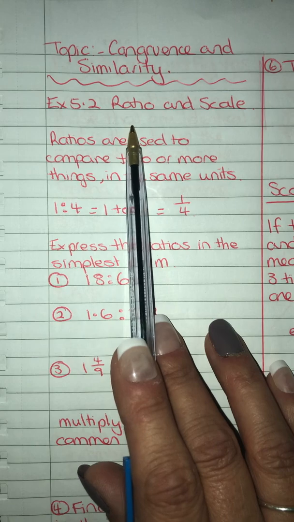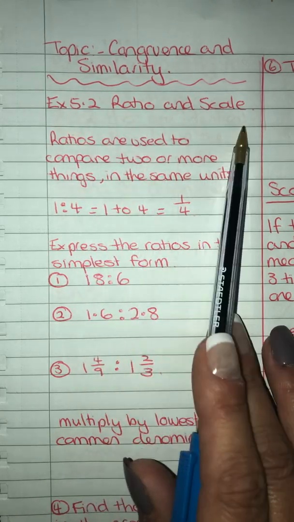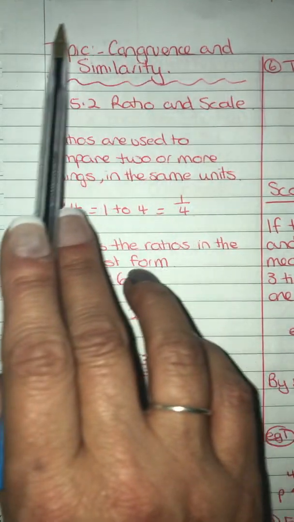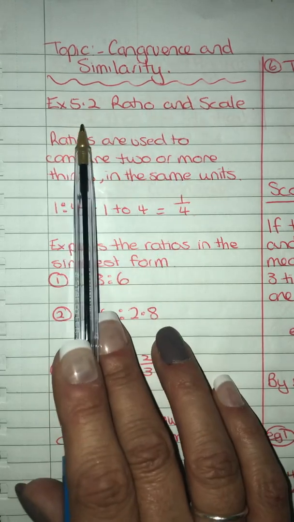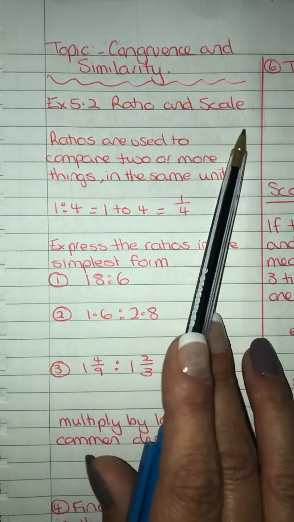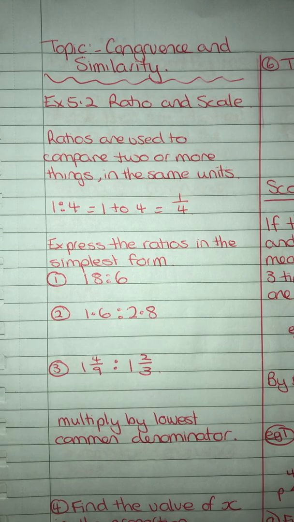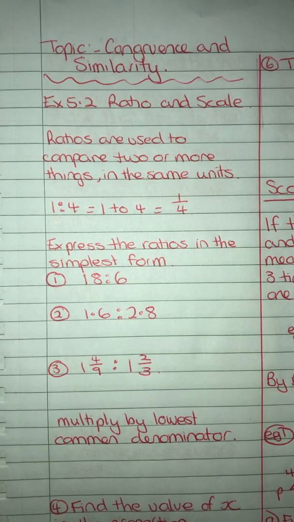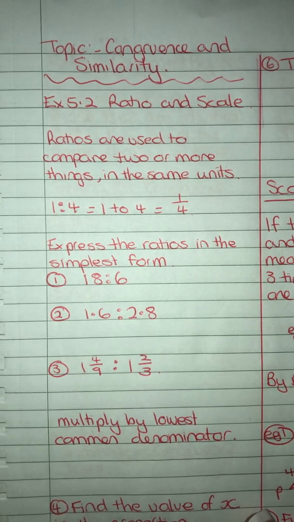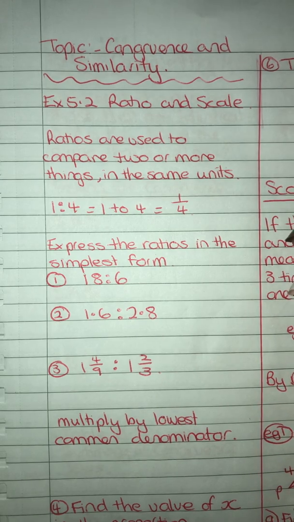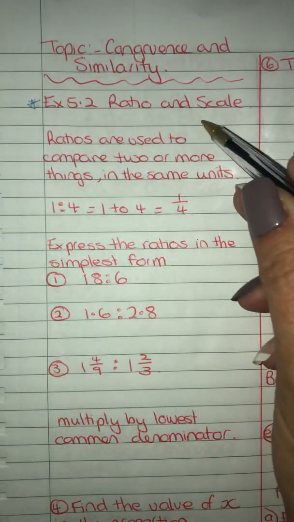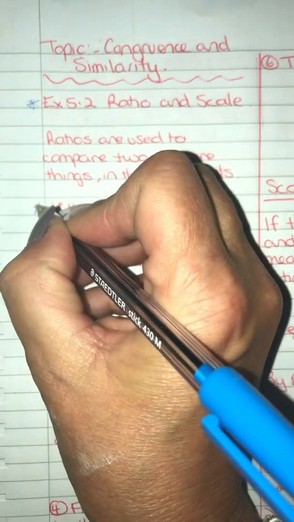which you know about. And the first exercise is called ratio and scale. So you want to write the topic, congruence and similarity, and exercise 5.2, ratio and scale. So ratios are used to compare two or more things in the same units. At this stage, while I'm talking, I'd say it's a good idea to write the heading plus the exercise heading, and then I'd like you to write this.